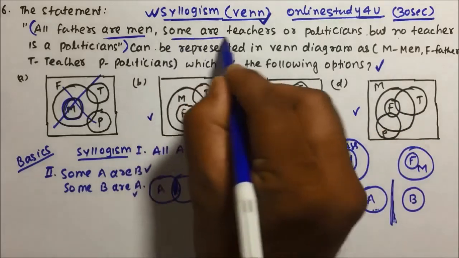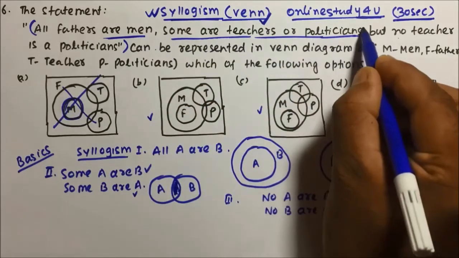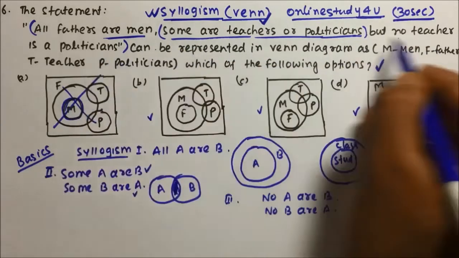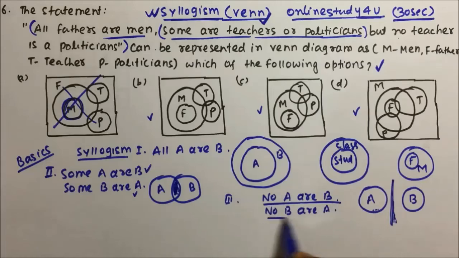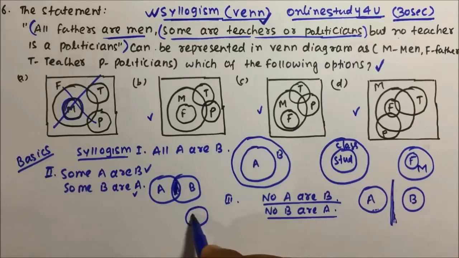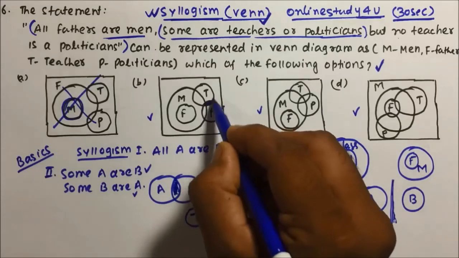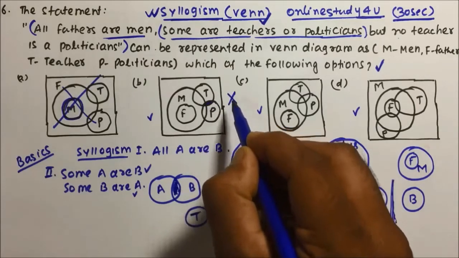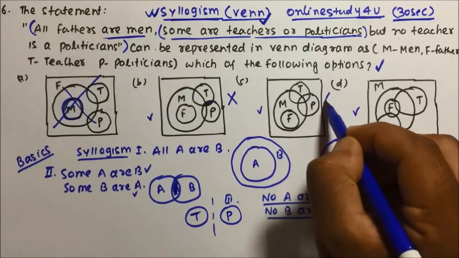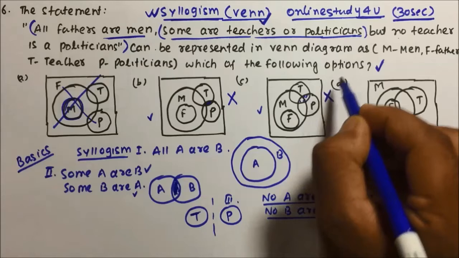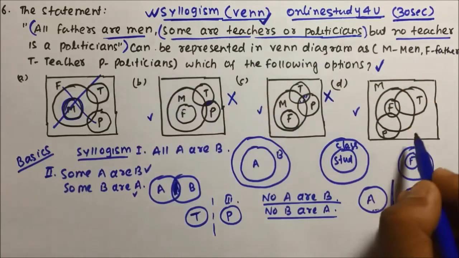Okay. Now we can look at the last line, but no teacher is a politician. So no A are B and no B are A. So teacher and politician do not have any relation. Now you see here teacher and politician have a relation. Some teachers are politicians, so this diagram is wrong. Again you see teacher and politician, there is some relation. Some teachers are politicians and some politicians are teachers. So wrong, because here they are clearly telling no teacher is a politician.